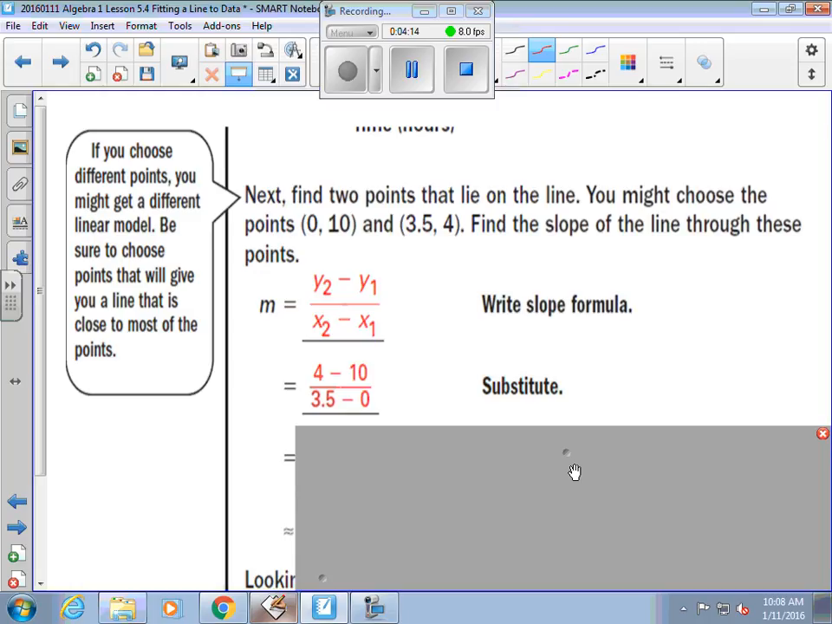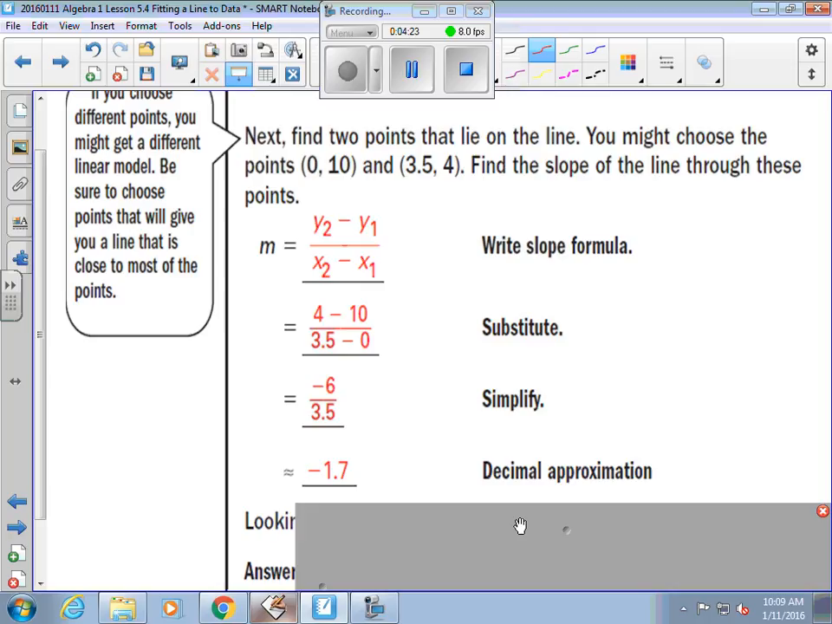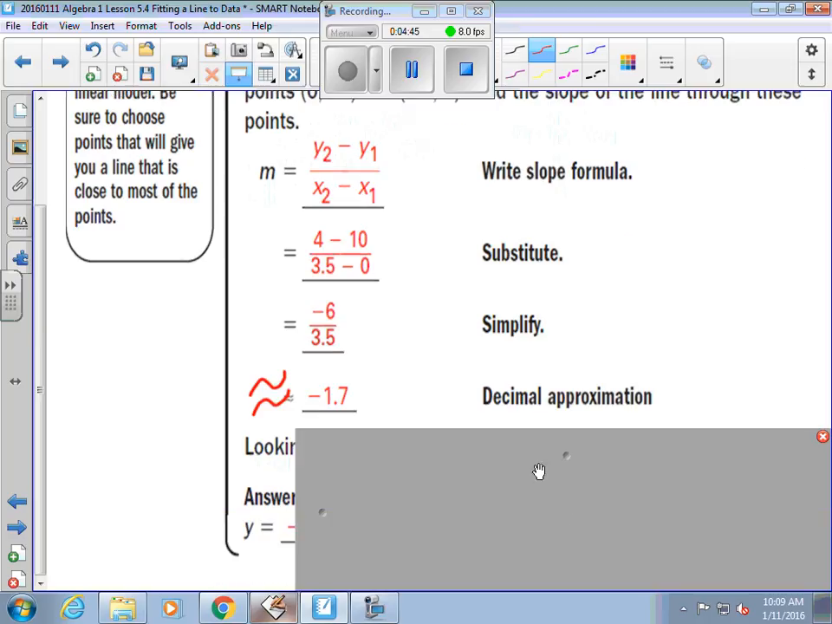So 4 minus 10 is going to give us negative 6, and 3.5 minus 0 is 3.5. So negative 6 divided by 3.5. Notice it says decimal approximation. 3.5 does not go evenly into negative 6. It's approximately negative 1.7. Notice that's what that little wavy looking equal sign is. That means about negative 1.7. So that is our m value. Our m is approximately negative 1.7.